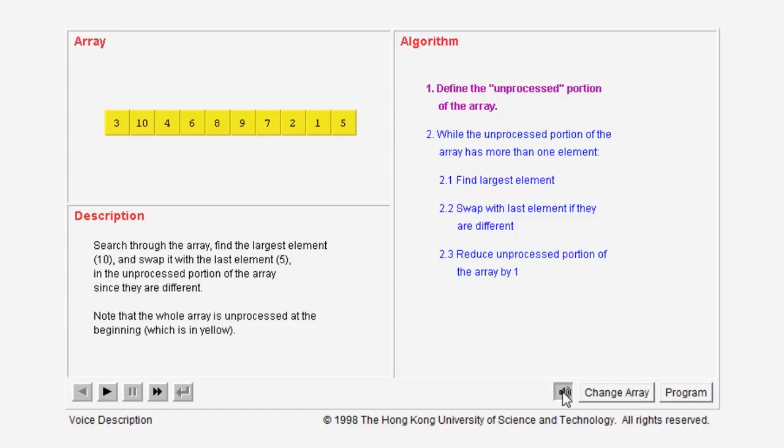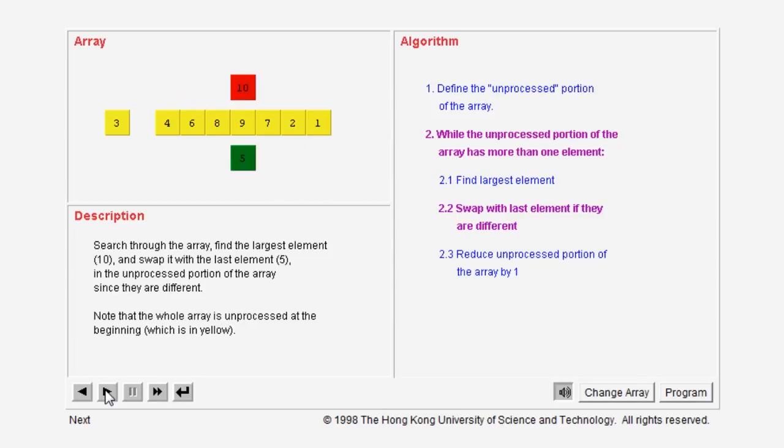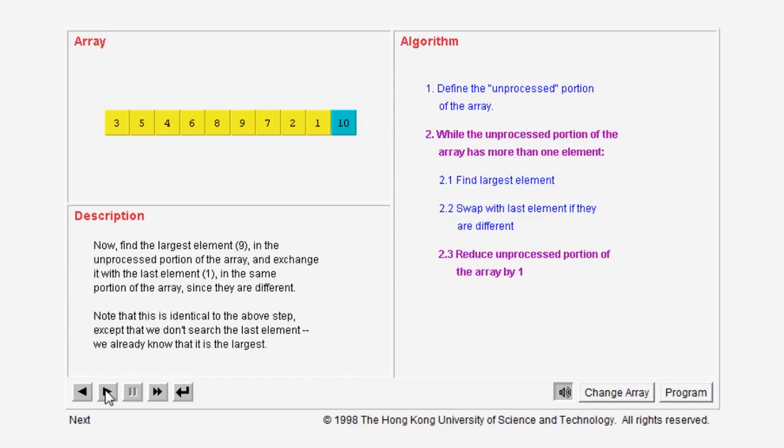Search through the array, find the largest element, 10, and swap it with the last element, 5, in the unprocessed portion of the array since they are different. Note that the whole array is unprocessed at the beginning, which is in yellow. Now, find the largest element, 9, in the unprocessed portion of the array, and exchange it with the last element, 1, in the same portion of the array since they are different.